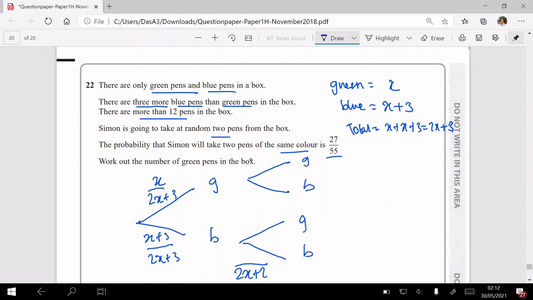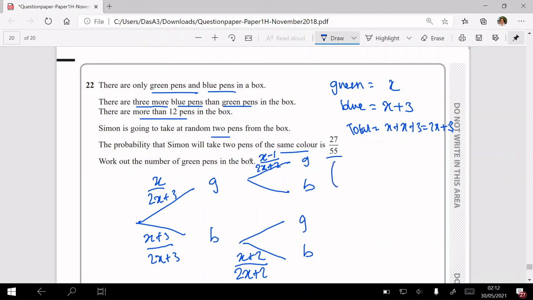Do we really care about the other ones? When the colors are different, we don't. So we don't really need to work these out. We just need to work out when the colors are the same. Green, green, blue, blue. So for green, green, the number reduces by 1, so that is x minus 1 over 2x plus 2. For blue, blue, it reduces by 1, so that is x plus 2 over 2x plus 2.